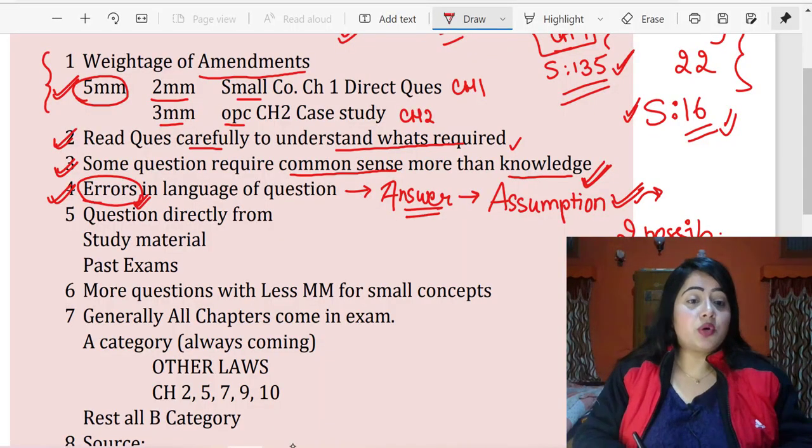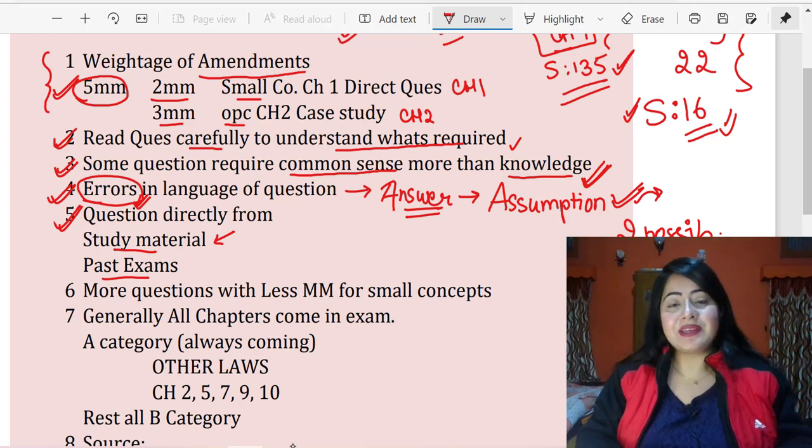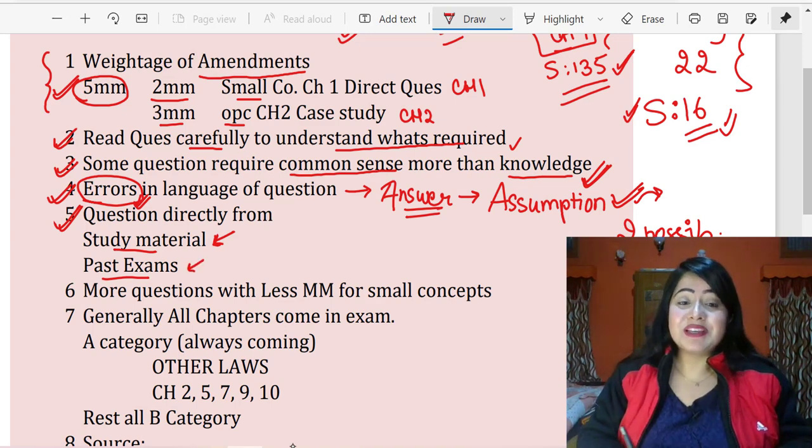Now the next important thing I want to highlight is that most of the questions came directly from the study material and from past exams. Some of the questions, even without changing any basic details, just by changing the names and the figures, came from study material. And some of the questions were directly from the past exams. So what do you learn from it? Well, you learn that you have to make sure that you do the study material questions properly, and along with that, at least do 4 past exam papers.